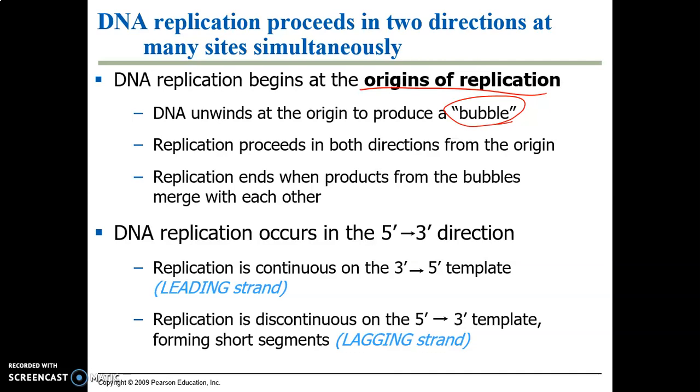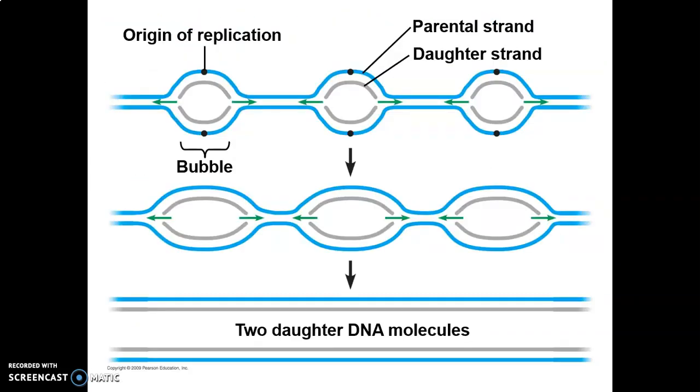So if you flip to the next slides, you'll see here that you have our bubbles, right? And so they'll open up here at the origins, and then DNA helicase will unwind in either direction. So it's going to go both ways there, okay?